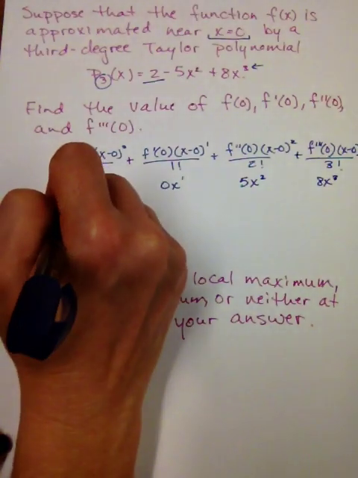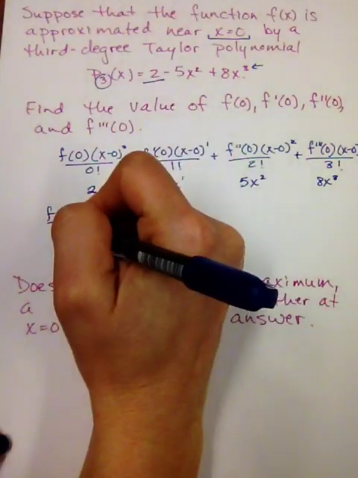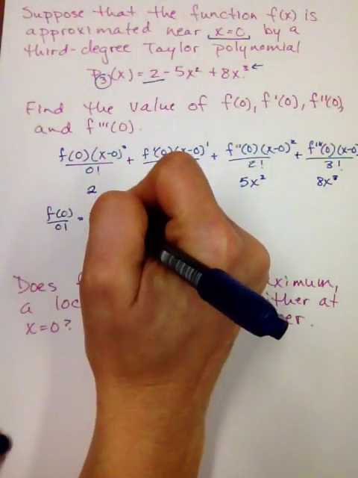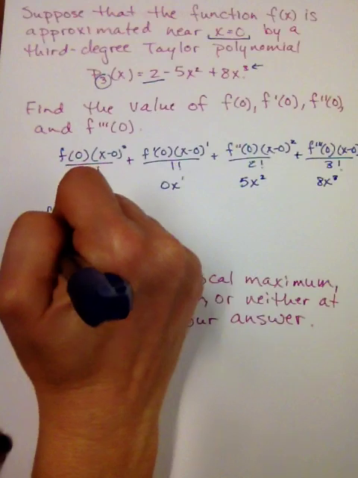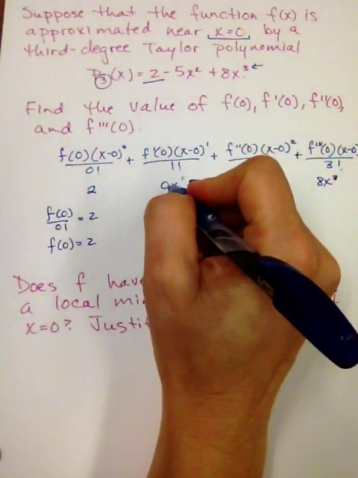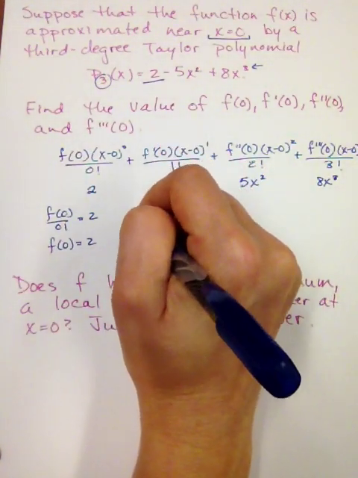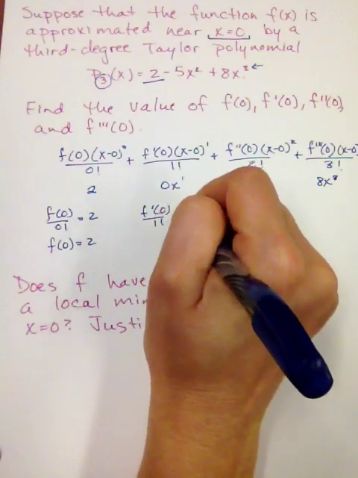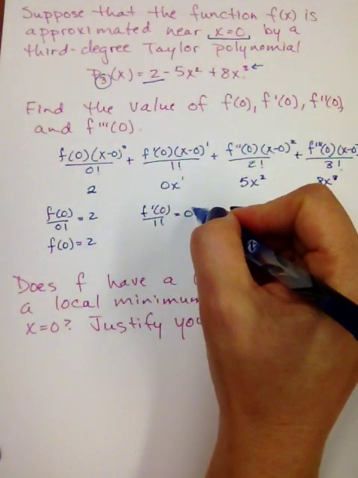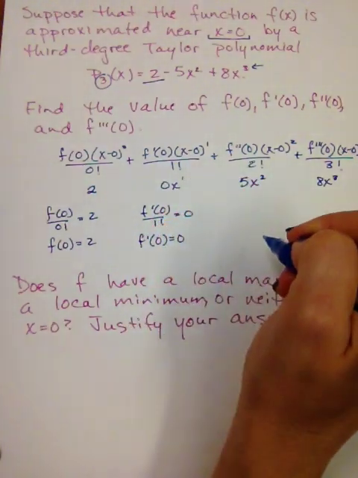So I know that f of 0 divided by 0 factorial has to equal 2. Well, 0 factorial is 1, so I multiply by 1 on both sides, and I have f of 0 equals 2. I know that my 0 is f prime of 0 over 1 factorial equals 0. Well, 1 factorial is 1, multiply it across, and I know that f prime of 0 has to equal 0.